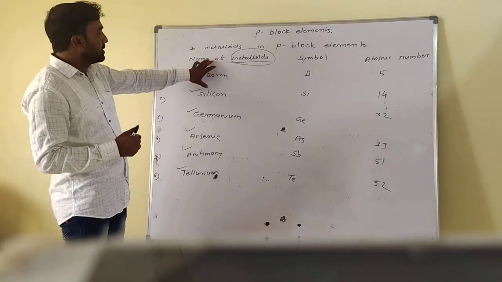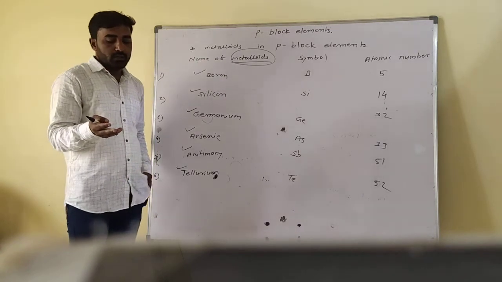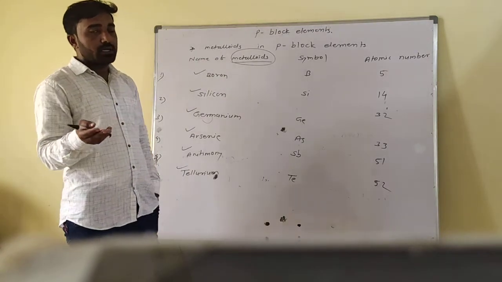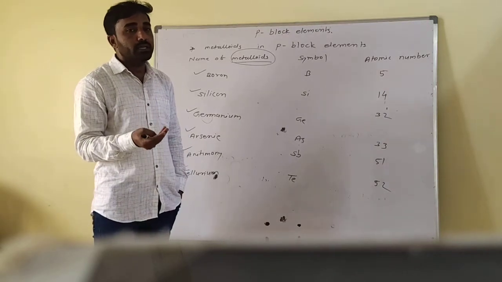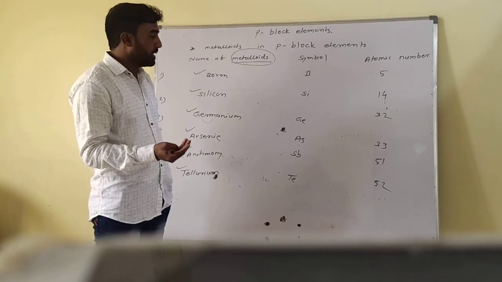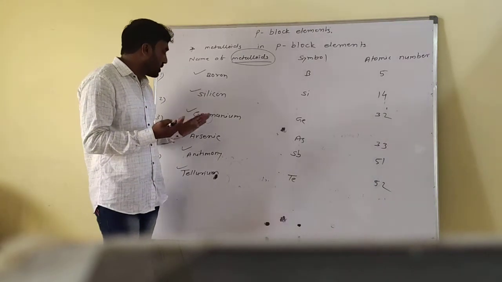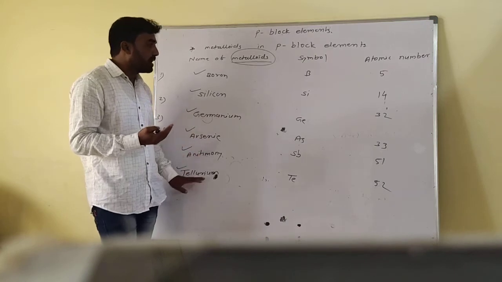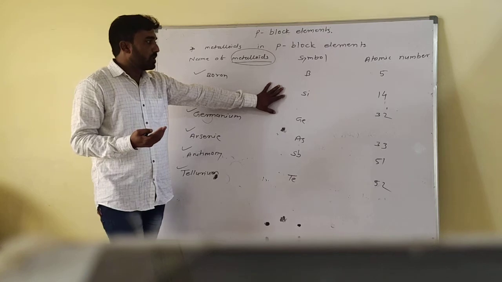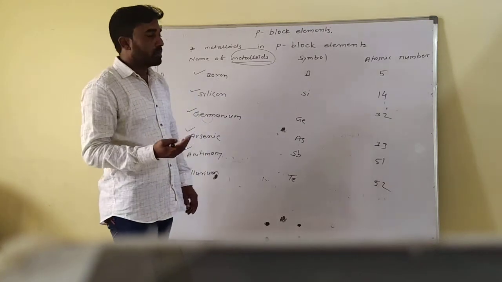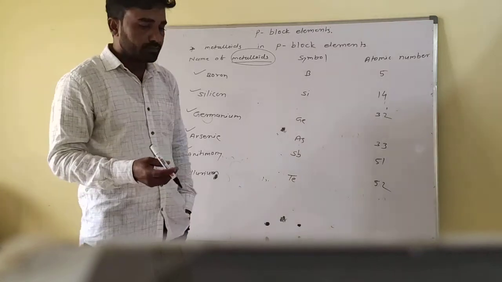So these are combinations between metals and non-metals. The p block elements have groups 13, 14, 15, 16, 17 and 18, but some elements are metalloids: boron, silicon, germanium, arsenic, antimony and tellurium, with their symbols and atomic numbers. So write down the metalloids in the p block elements.